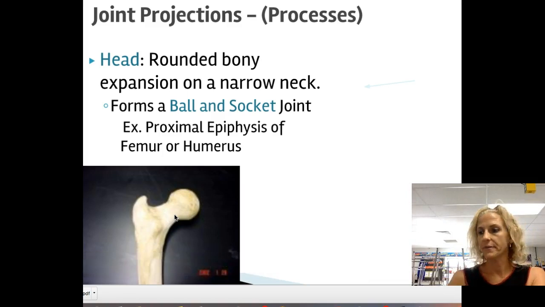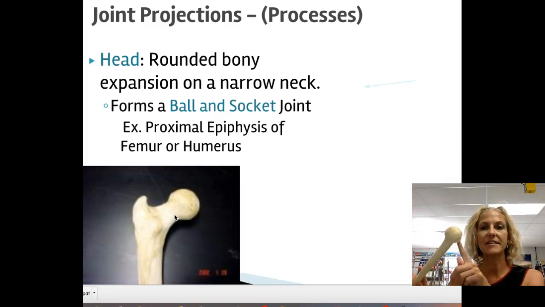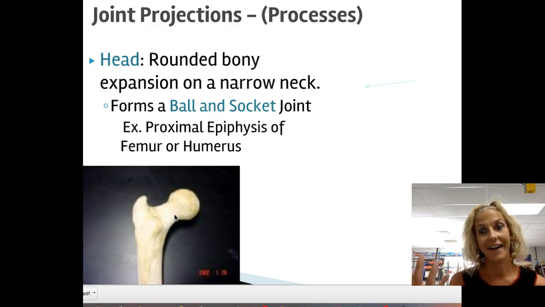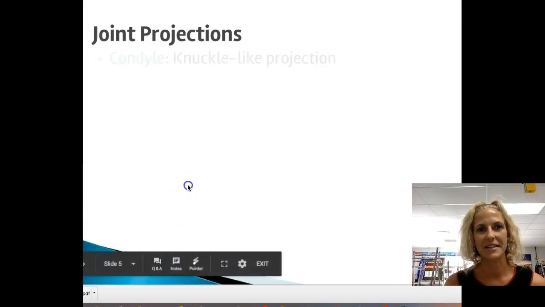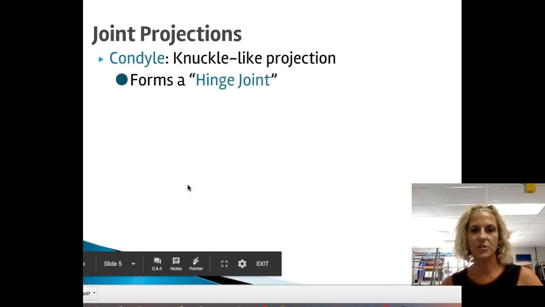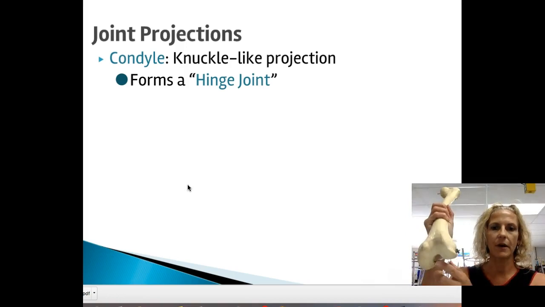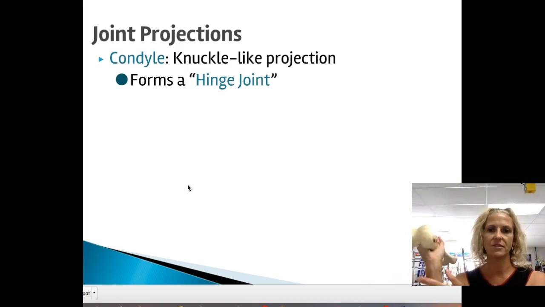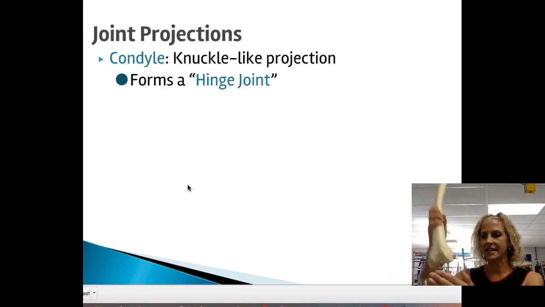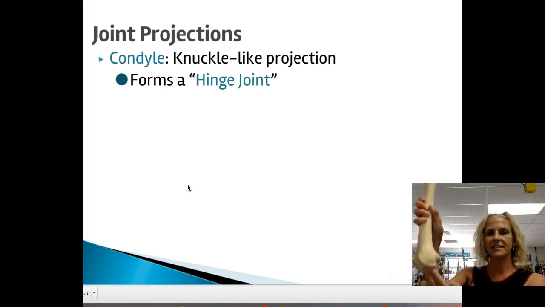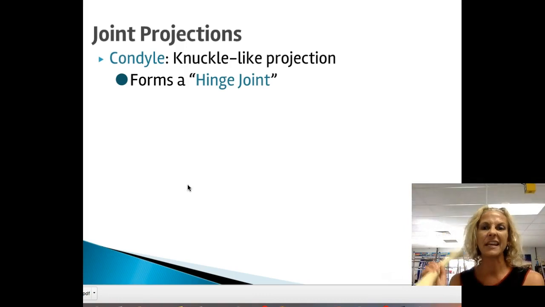Also in the shoulder. So the head of the humerus would also be a head, and it participates in a ball and socket joint. The condyle is the knuckle-like projection. So if you look at your knuckles and you look at the bottom of a femur, they have a similar structure, right? So this looks like your knuckles. So that's a knuckle-like projection, and it takes place in a hinge joint. So this provides flexion and extension of the knee.